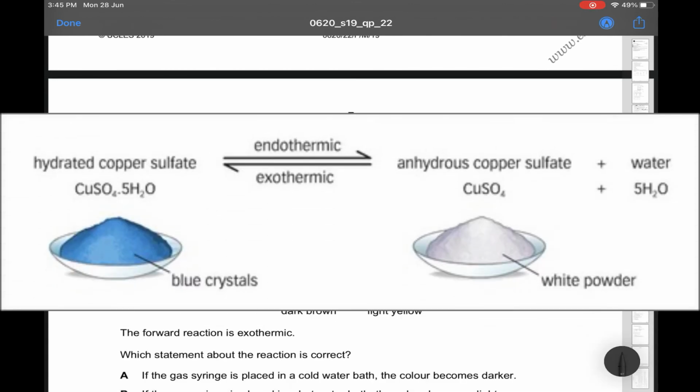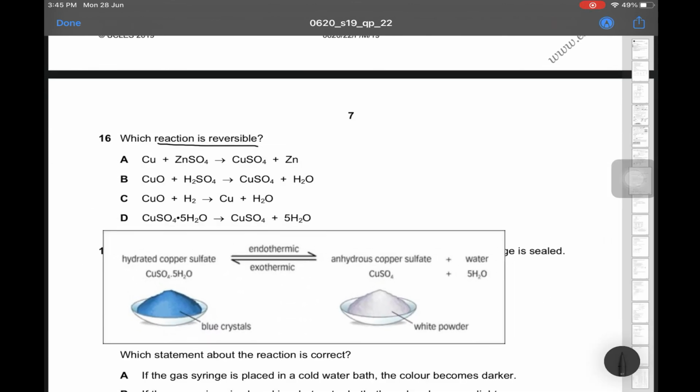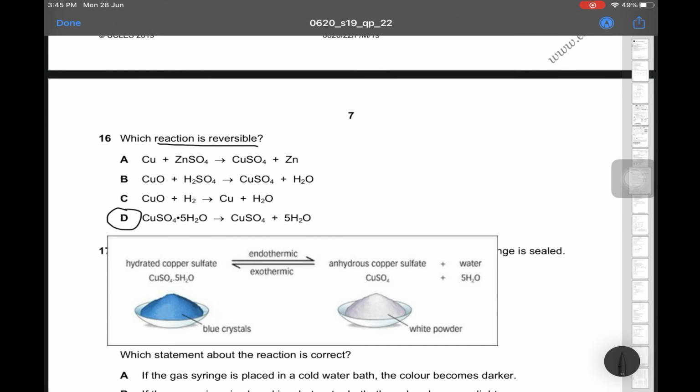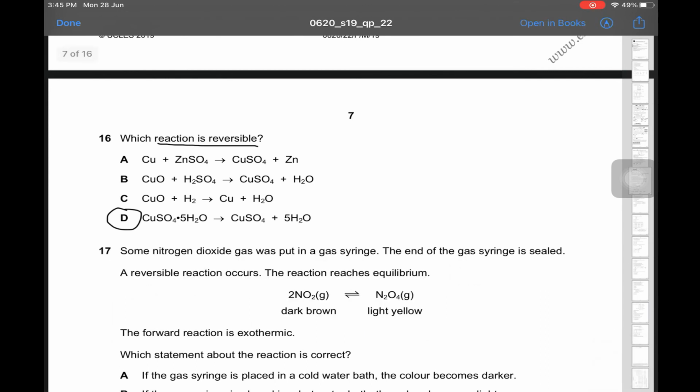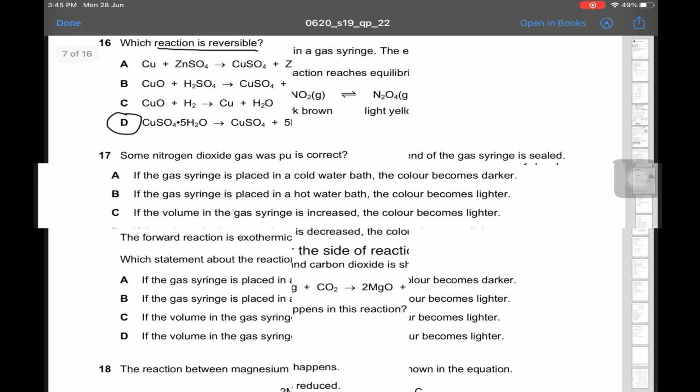Now, for question number 16, which reaction is reversible? The answer will be D, because as you know, copper sulfate can be reversed from anhydrous copper sulfate to hydrated copper sulfate. So the answer for 16 will be D.